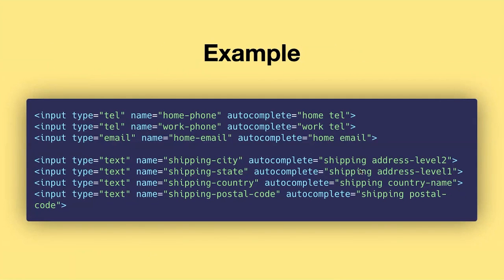So here's an example. Got a whole bunch of fields, telephone numbers, emails, etc. And this autocomplete attribute can be set to different values. And these values basically say, look, I want, say, a shipping address, country name or whatever. And it's able to combine these values in order to both look things up and remember them for future use.